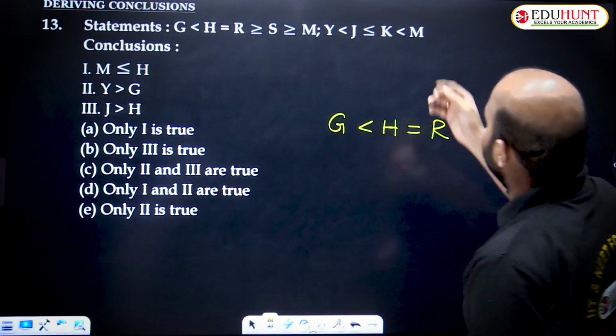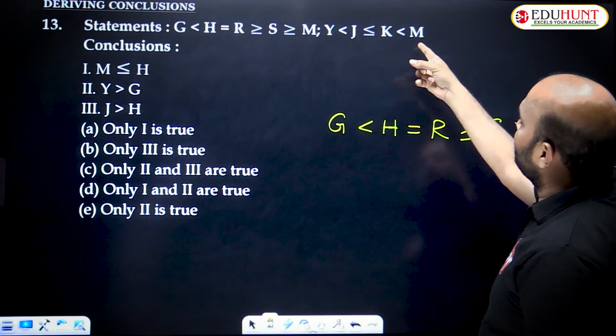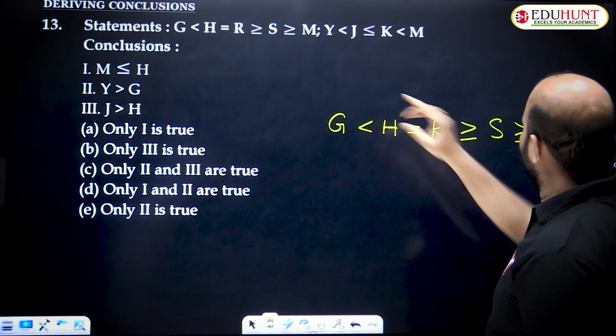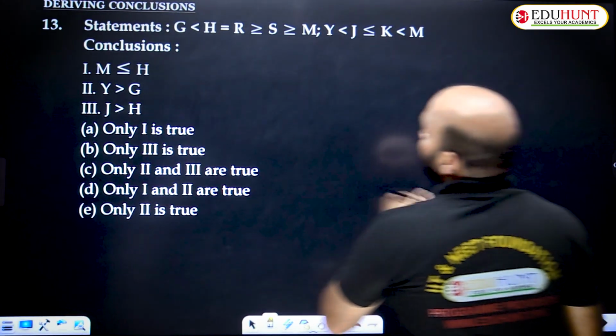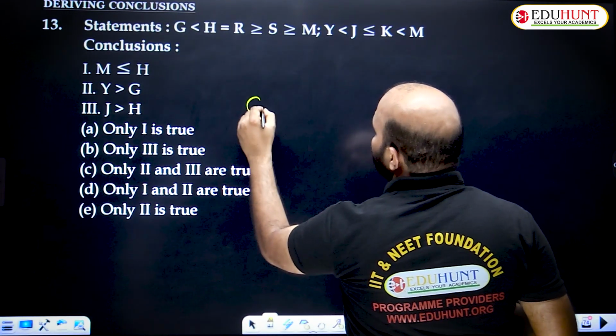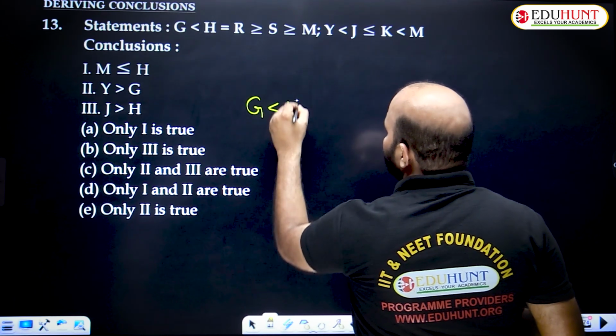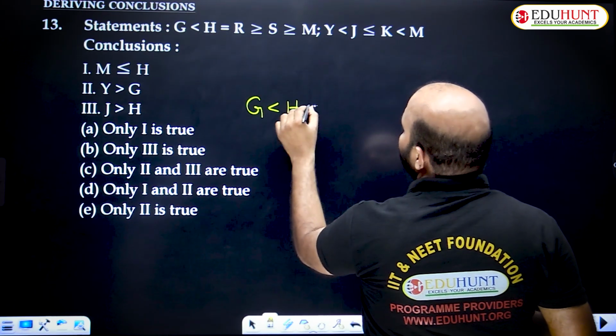Am I clear? Next, the M link is already given, but it is given in reverse order. So once I write that: first one, G is less than H. Second one, equals R.